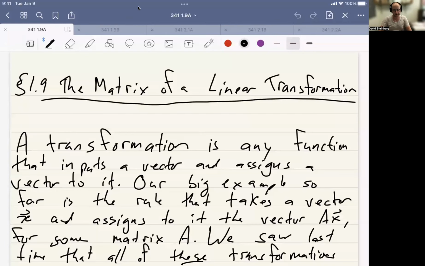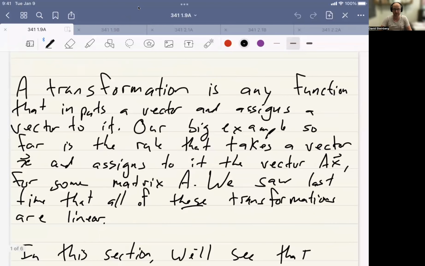Hello all, welcome to video 1 from section 1.9, the matrix of a linear transformation. So a transformation is just any function that has input a vector and assigns to that vector some other vector. Our big example so far is taking a vector x and then assigning it the vector Ax for some matrix A. We saw last time that all these transformations are linear, which means they split up nicely over sums, and they split up nicely over scalar multiplication.